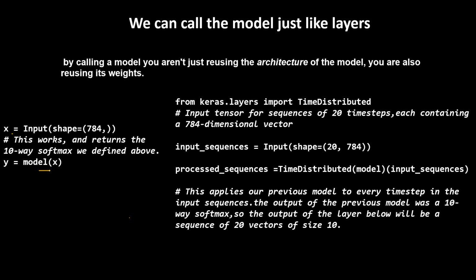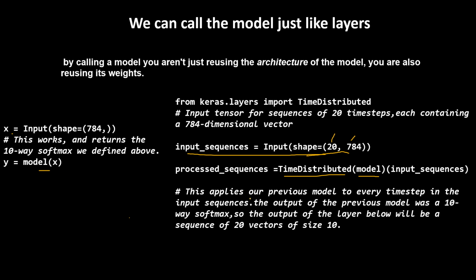Suppose you want to use the TimeDistributed layer, where the input will have a sequence of vectors. This was just one vector of 784. Now we want a sequence of 20 such 784-dimensional vectors. So we can define the input sequence as input shape of 20 comma 784. Each time step has a vector dimension of 784, and there are 20 such time steps. We can do this by defining this as a TimeDistributed model. This model is the model which we defined in the previous slide, and the input we'll be giving to this now is this input sequence, instead of this input.